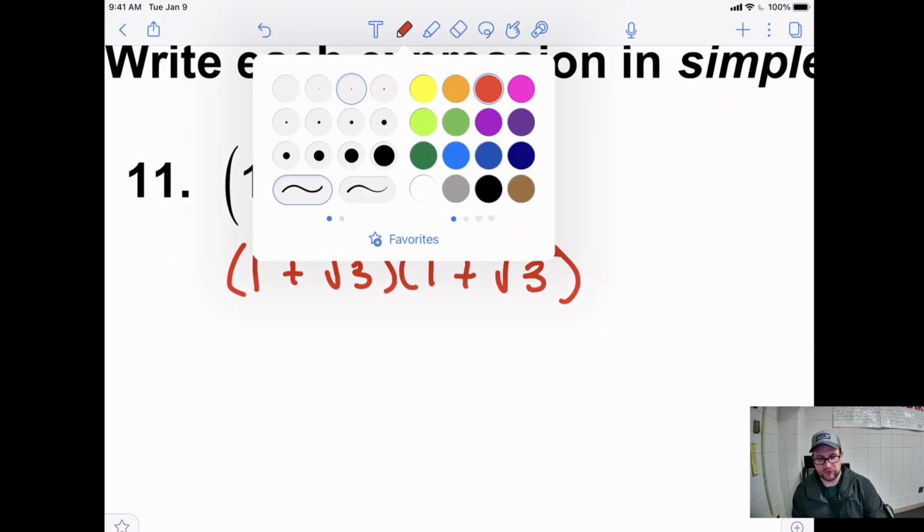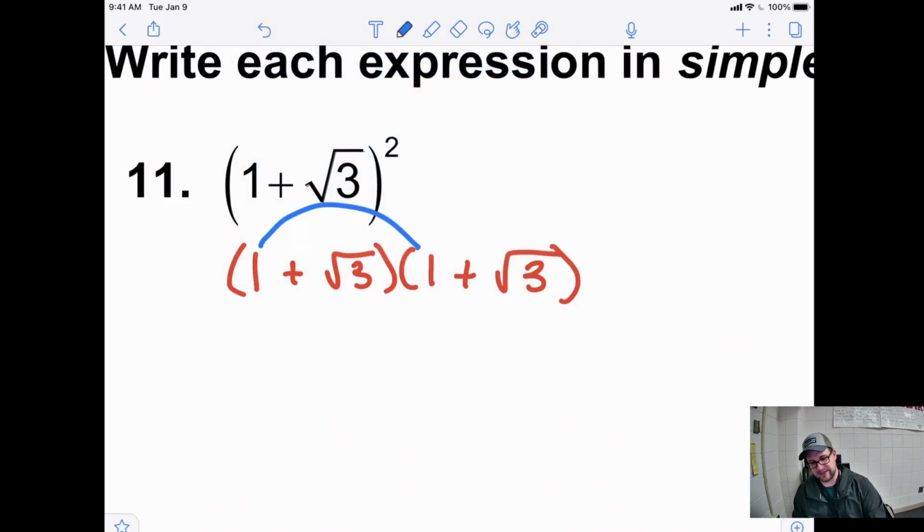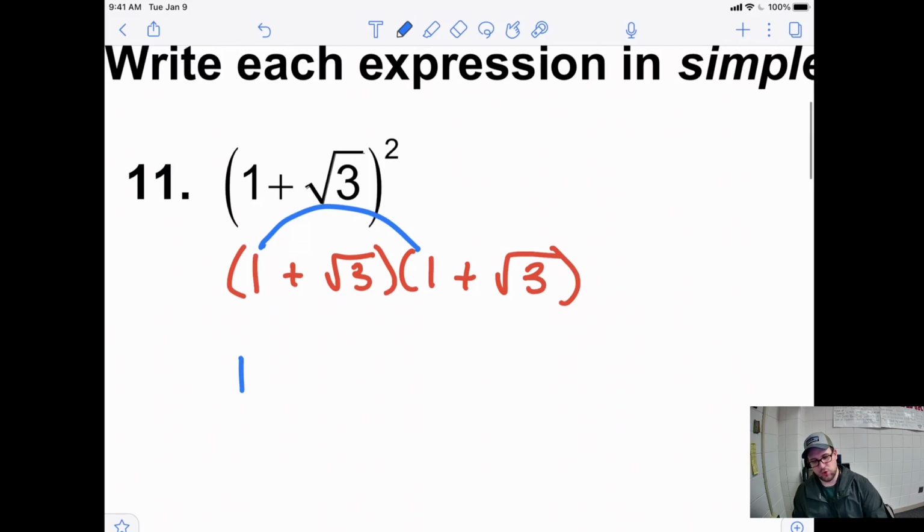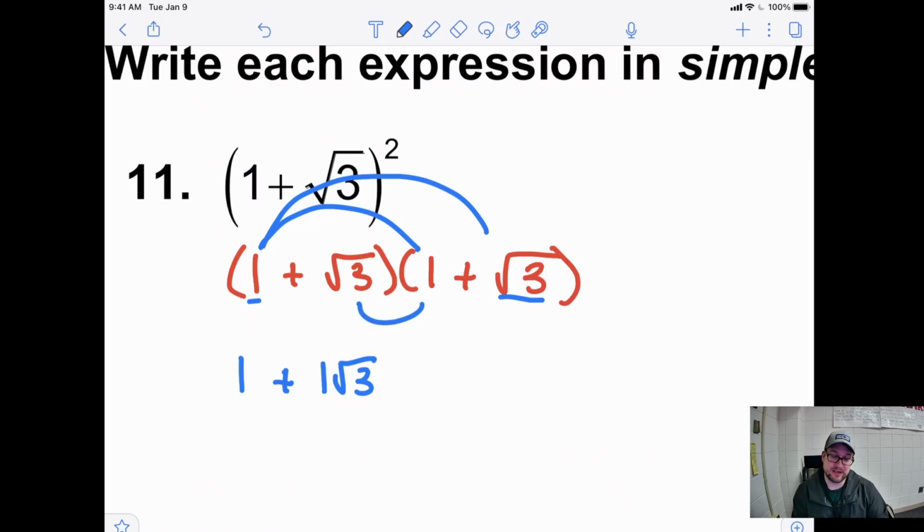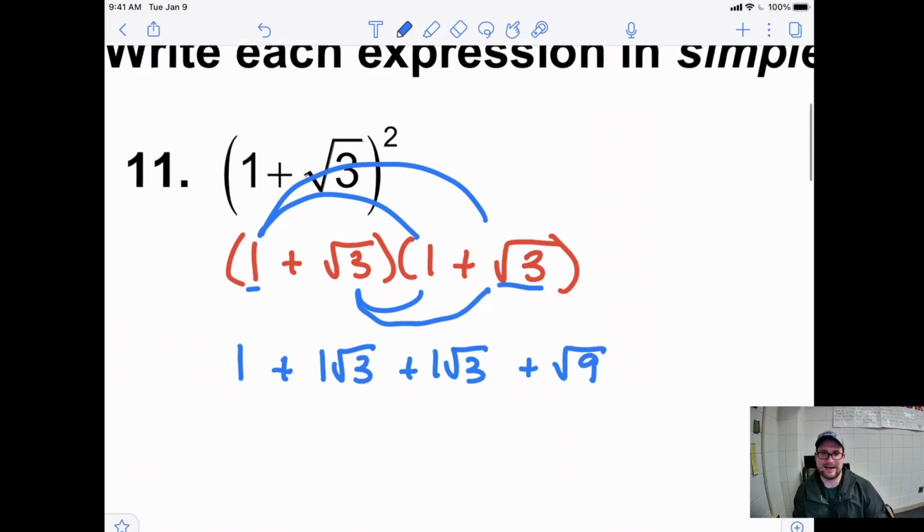Now, multiply it out. 1 times 1 is 1. 1 times the square root of 3. That's an outside number times an inside number, so we just put them next to one another. Square root of 3 times 1. Again, an outside number times an inside number, so we just put them next to one another. Square root of 3 times square root of 3, that's going to give us a square root of 9.